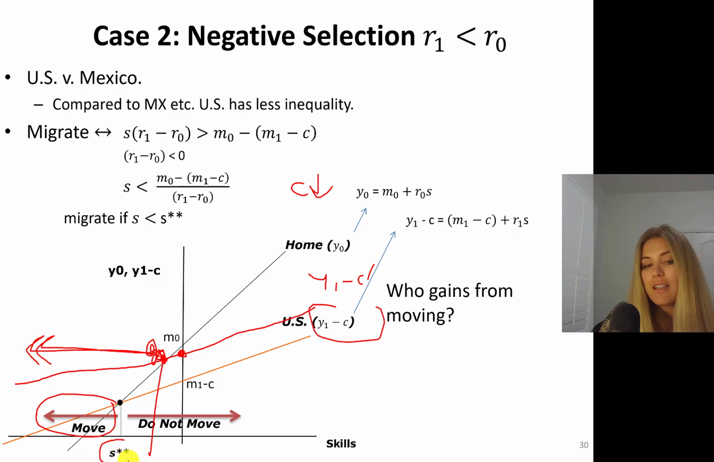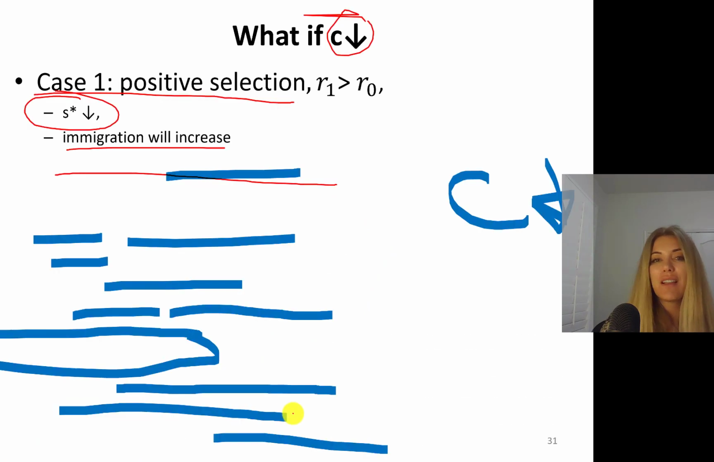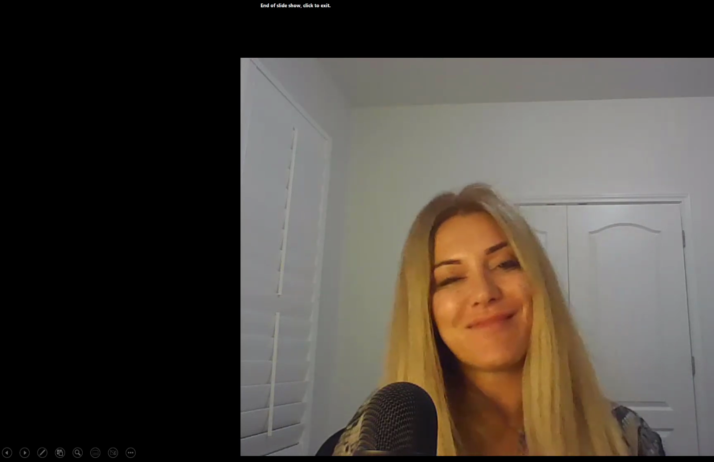They were very negatively selected. They're still negatively selected, but the average skill level is increasing. Why? Because you have these slightly higher skilled people moving now. Okay, that's pretty much it, folks. And this concludes the migration chapter. I will see you in chapter 9. Take care.